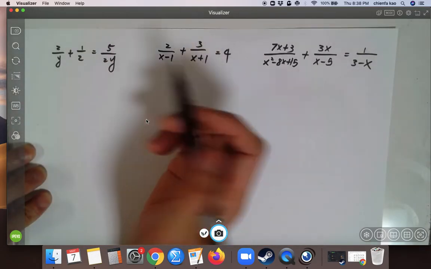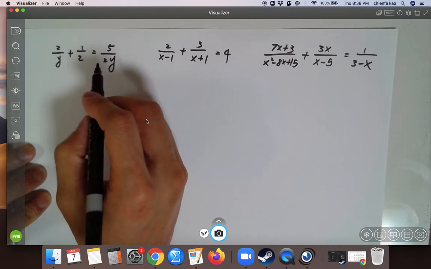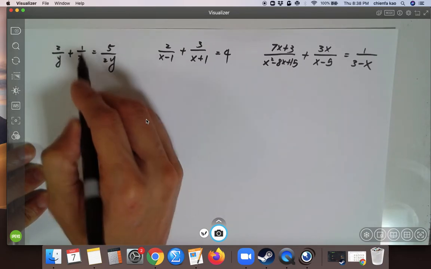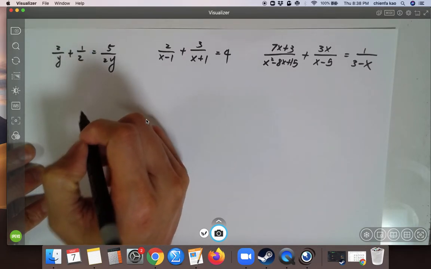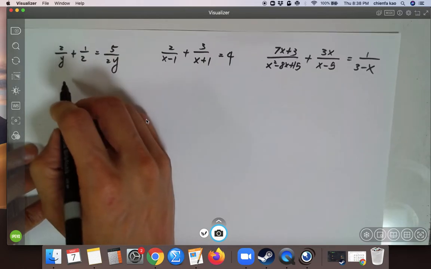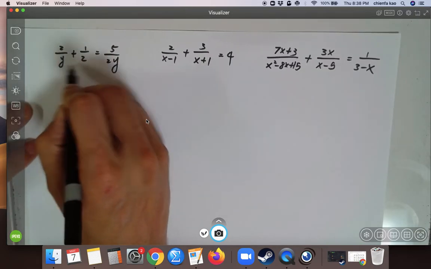So how do you do this? Well, combine it, right? If you can combine this and this is a fraction equals to a fraction, you can do cross multiplication. That tends to be a student favorite. So let's try that. So common denominator.